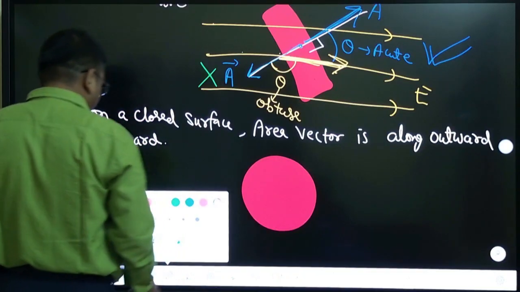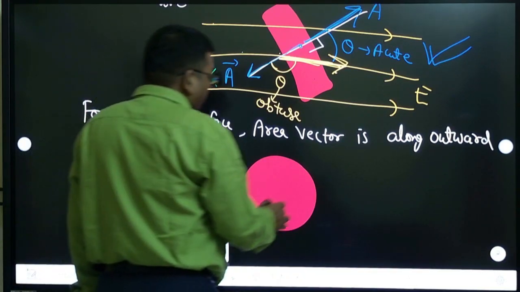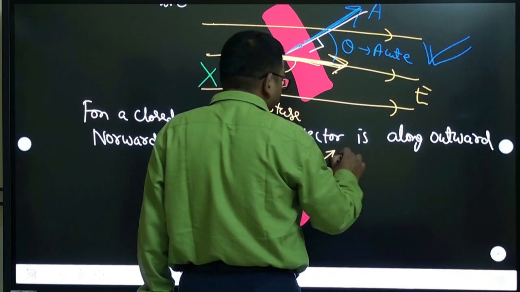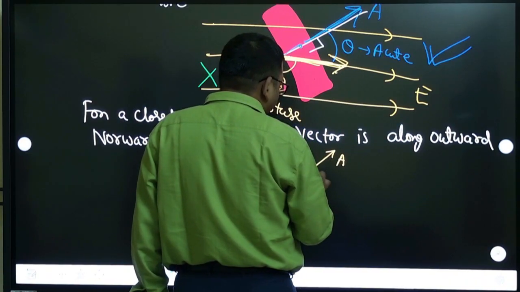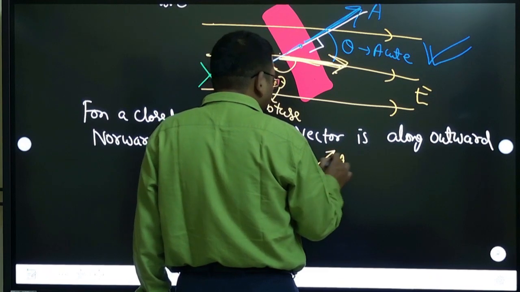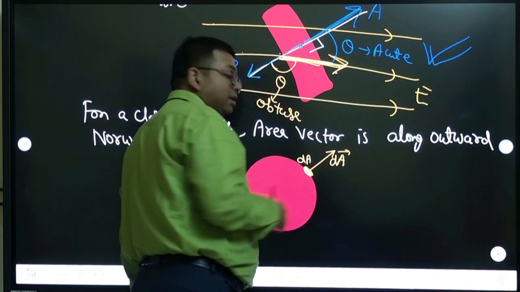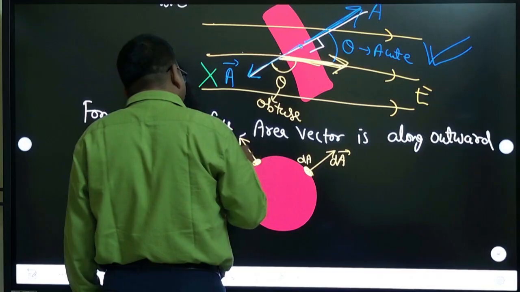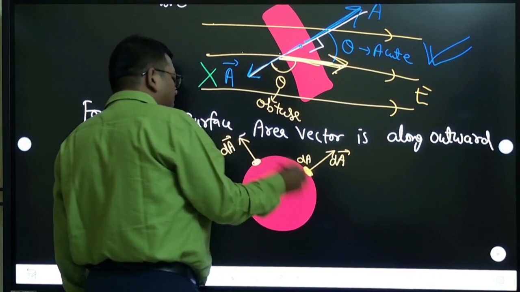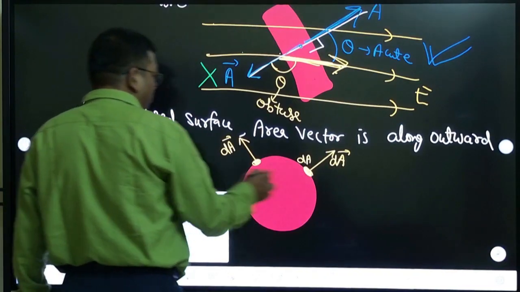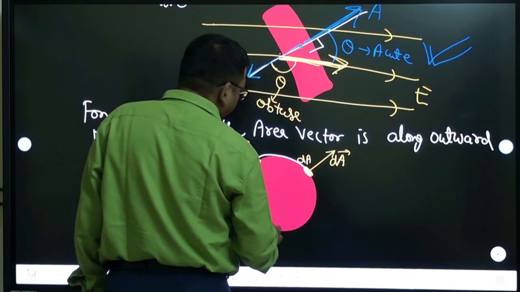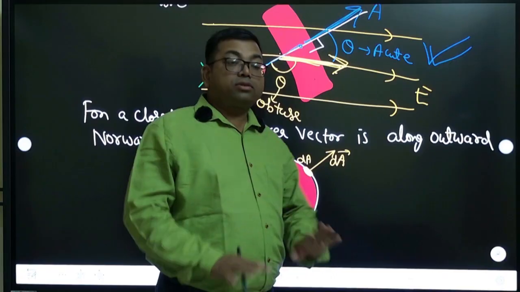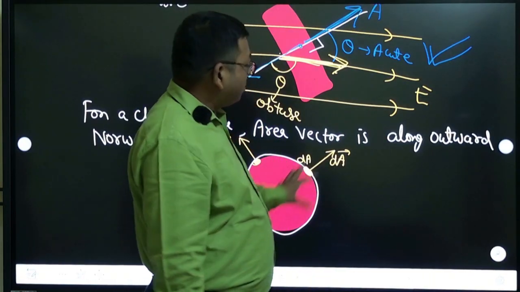A sphere I have taken. So suppose I have to take the area vector. I have to always take it like this. If I choose a small area vector dA here, because the surface is irregular, I have to represent the area vector this way. So the area vector will be the outward normal. It cannot be the inward normal. Inward also it can be, but it should not be. We have to always take it like this.